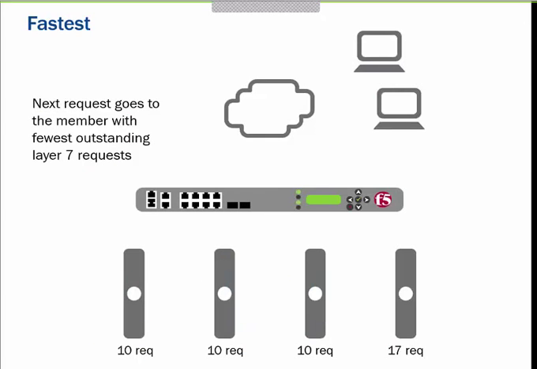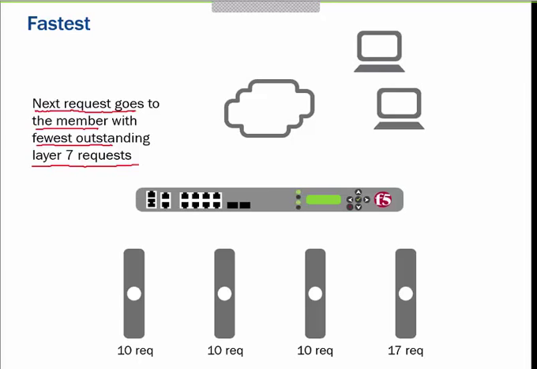So what is the fastest method in terms of F5? This method counts outstanding requests: the next request goes to the member with the fewest outstanding layer 7 requests. That means the server which has a very fast processing nature obviously has the fewest outstanding layer 7 requests. If you are using the fastest method, then F5 will send traffic to the server which has the fewest outstanding layer 7 requests.